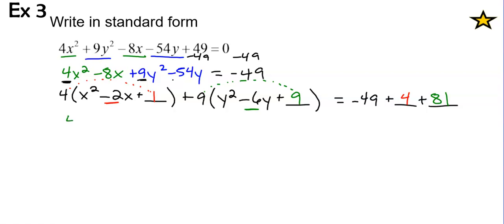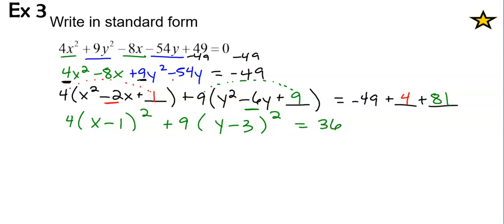So we are going to have 4 times x minus 1 squared, plus 9 times y minus 3 squared. Basically it's just what the middle term divided by 2 is, squared. And then on the right side, negative 49 plus 4 plus 81 is going to end up being 36.